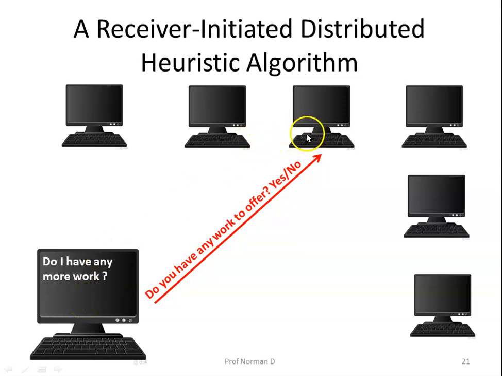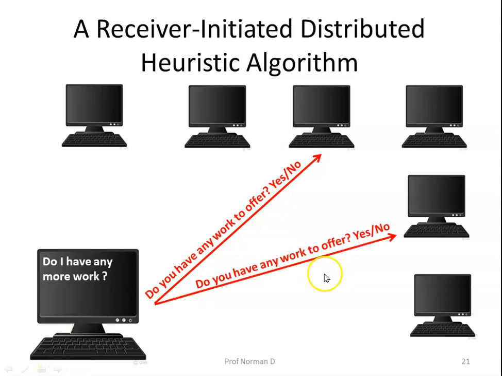Now if this machine has nothing to offer, it will ask the next machine. If no work is found with n number of probes, then the receiver temporarily stops asking for jobs and comes back to its machine, and if there is any more work in the queue, it will execute those particular tasks in the queue. So this happens in round number 1. After executing the jobs in the queue, it will again start the same process in round number 2, and this process will continue.